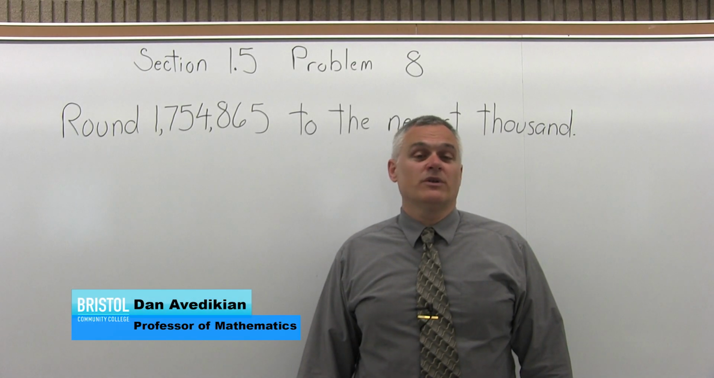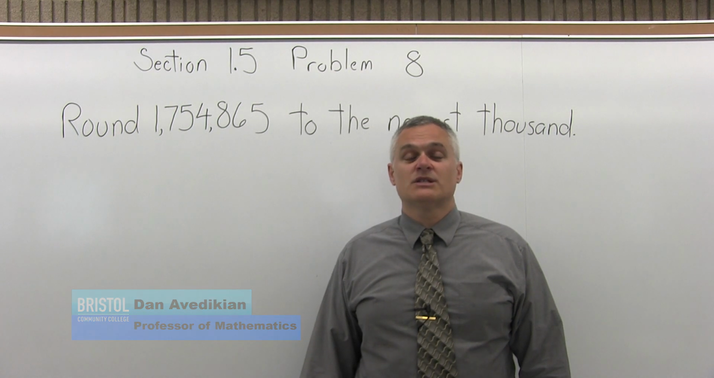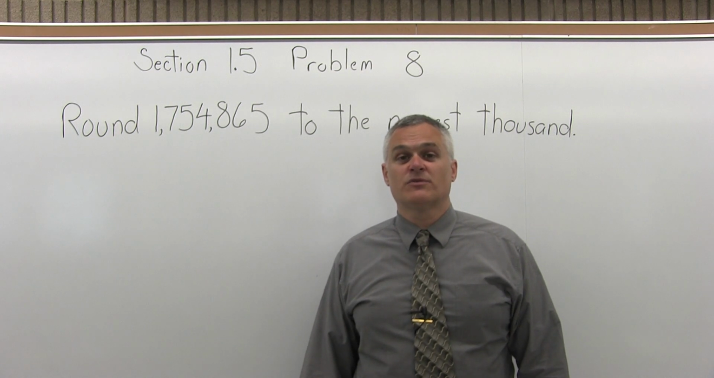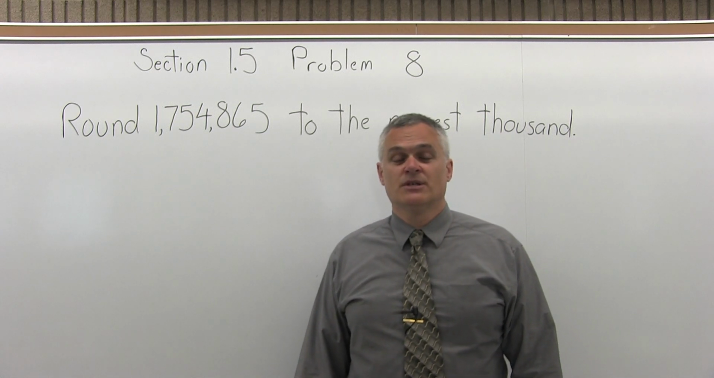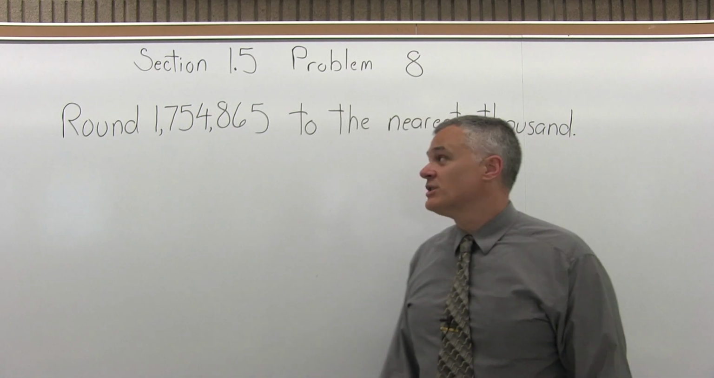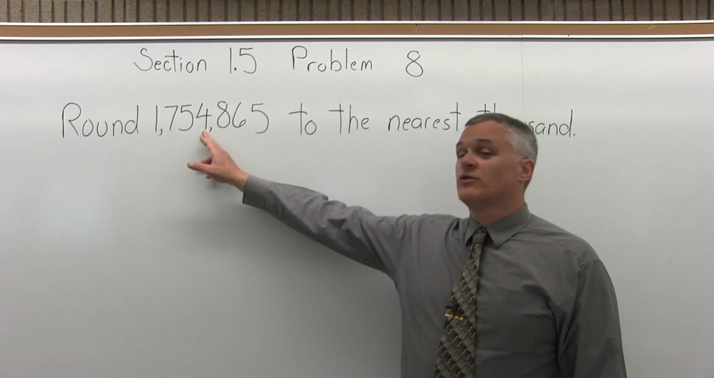This is Section 1.5, Problem 8. It says round 1,754,865 to the nearest thousand. So first, identify the position that you want to round to. That would be the 4.